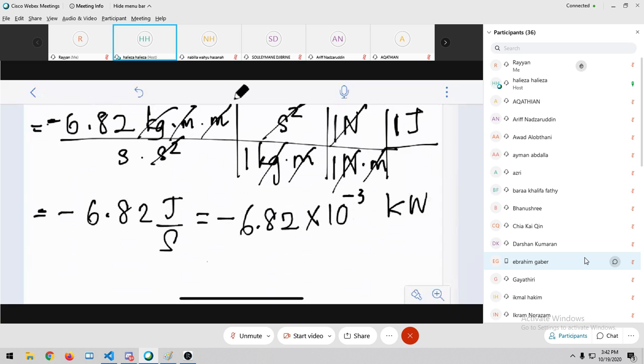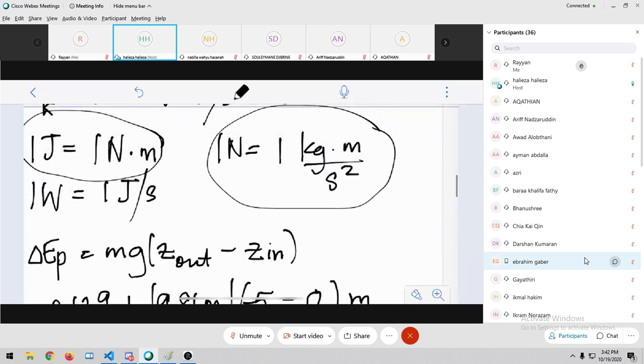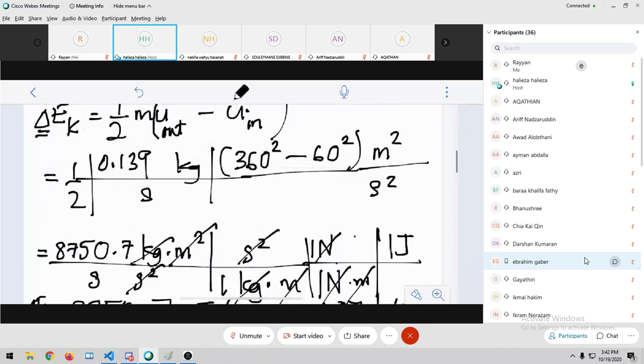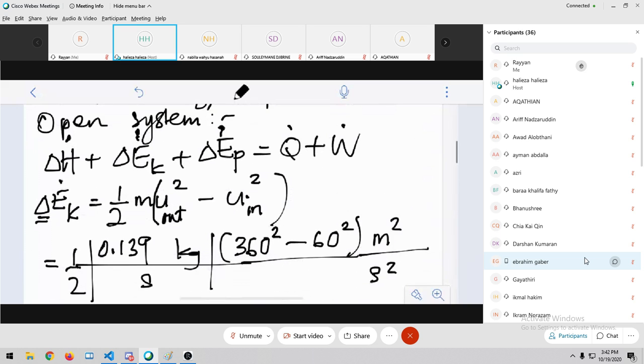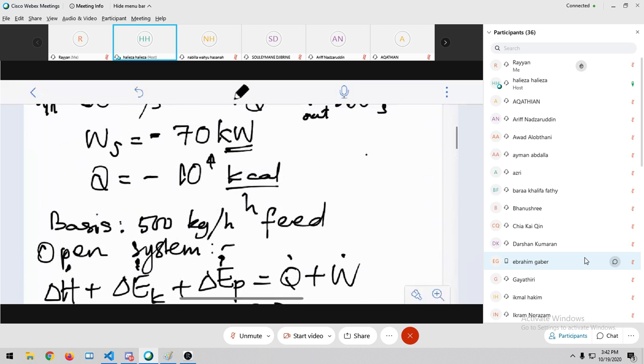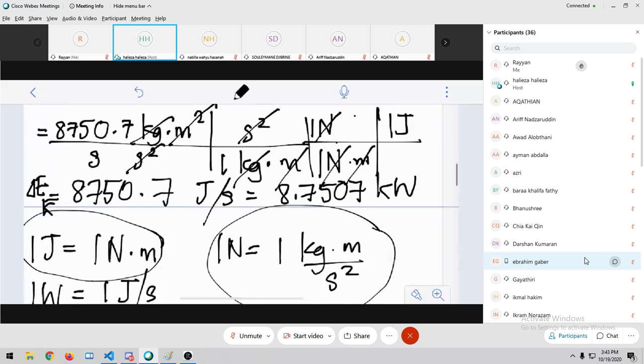Yeah, so that's done. We have our difference in potential energy. We already have our kinetic energy. We already have our heat there. Oh, we need to change that to kilowatt too. So that's easy. Negative 10 to the power 4.